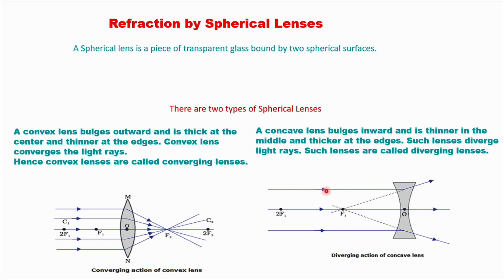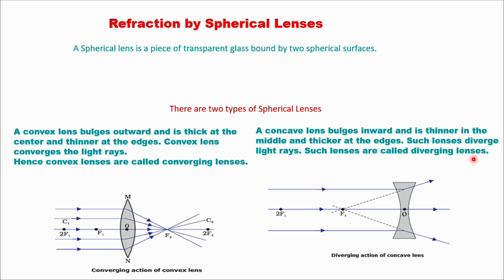Just see the diagram. These are the light from the object. When it falls on the concave lens, after refraction, it appears to diverge at F1. That is, F1 is the principal focus. Such lenses are called diverging lenses.